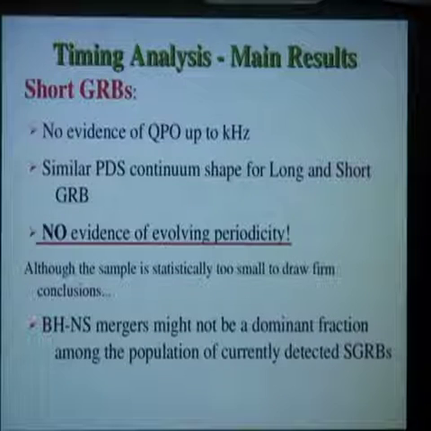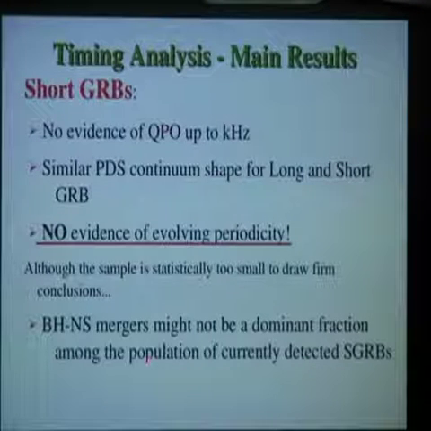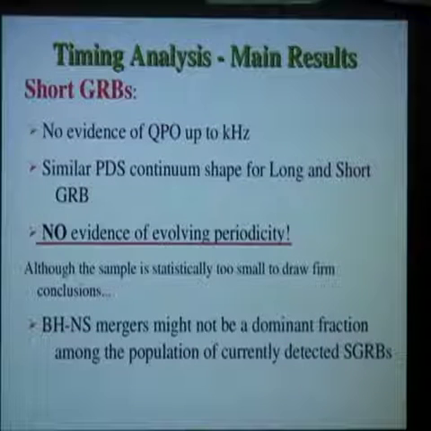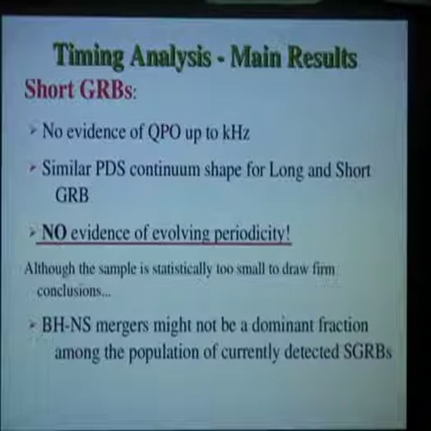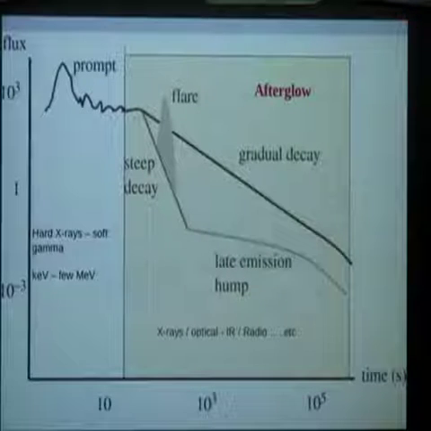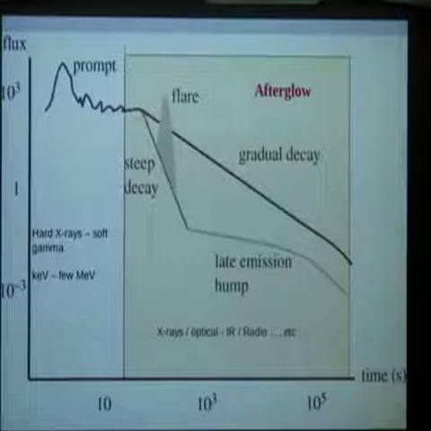So maybe, okay, the sample is very small, so we cannot draw firm conclusions here. But we can say that maybe the black hole neutron star merger is not dominant in the fraction of the population of the progenitors of short gamma ray bursts. Then I shifted my interest from the prompt emission to the afterglow.